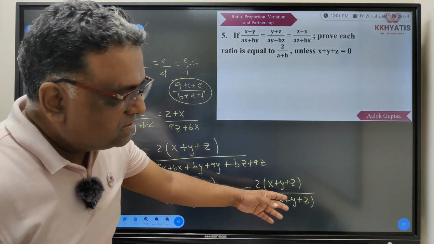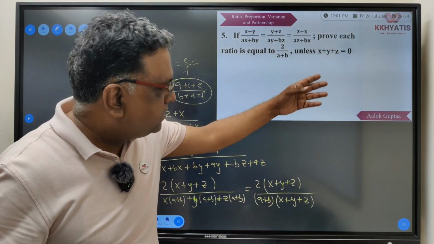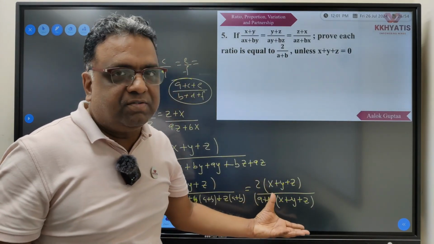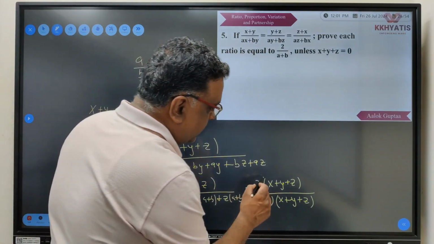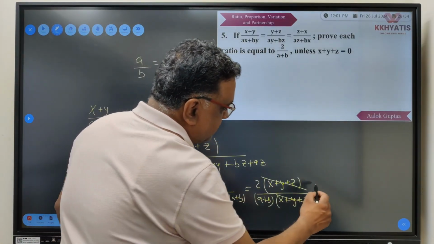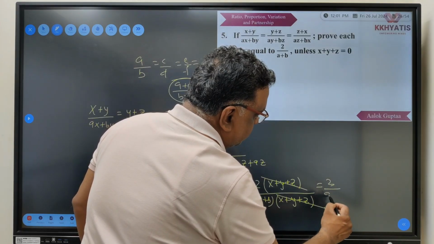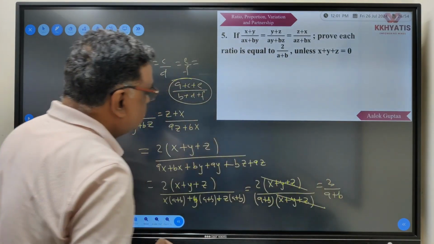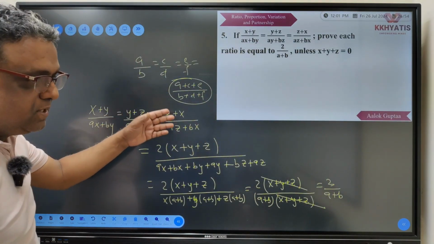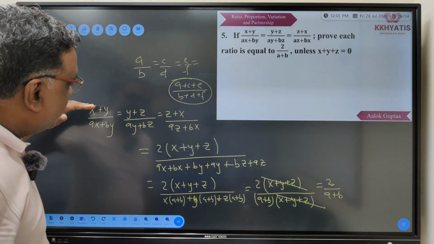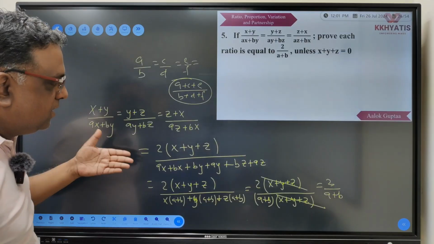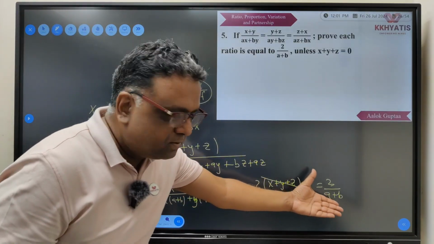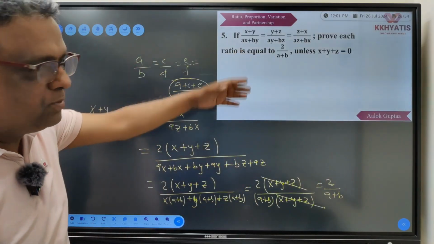Now x + y + z cannot be 0, because they have told us that if it becomes 0, then this ratio is not defined, because something divided by 0 is not defined. So if it is not 0, I can cancel this out. Then each of these ratios will become 2/(a + b), which is what they have asked. So if this equals this equals this, then the addition of all numerators and the addition of all denominators should also be equal to this, which means 2/(a + b). So we proved this.